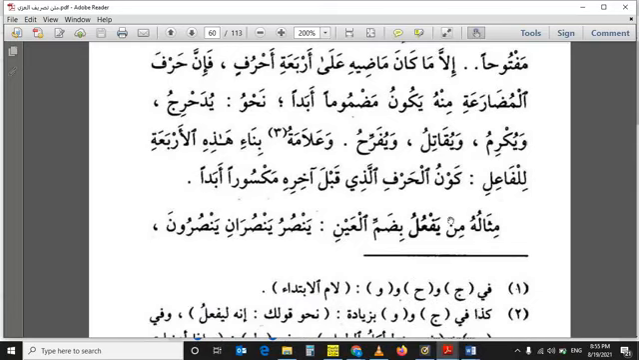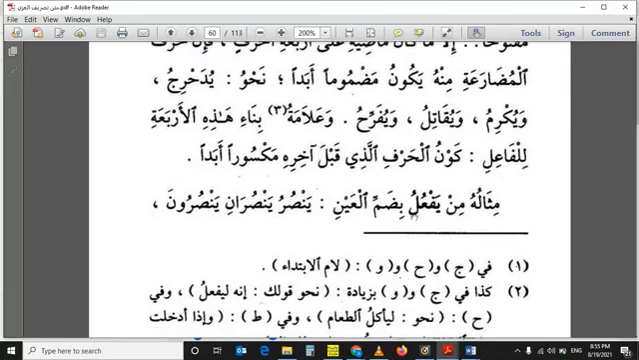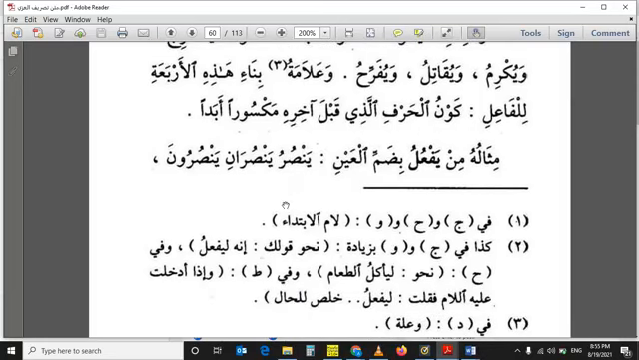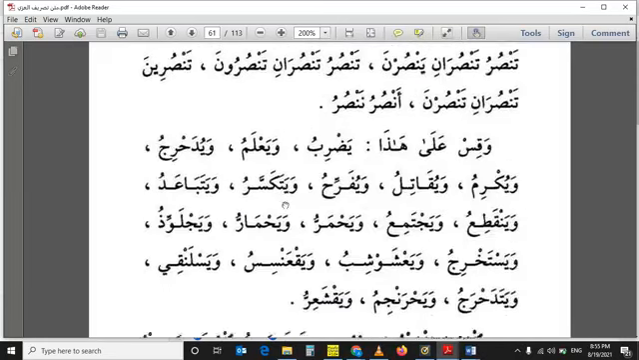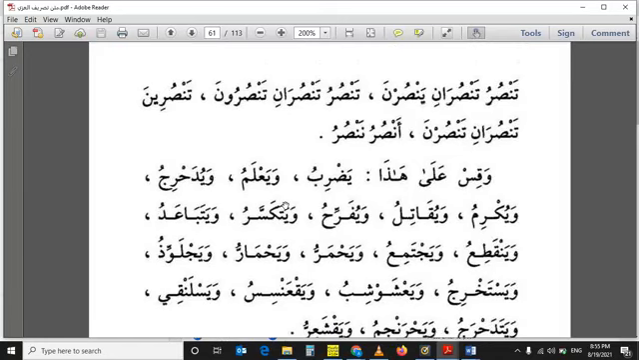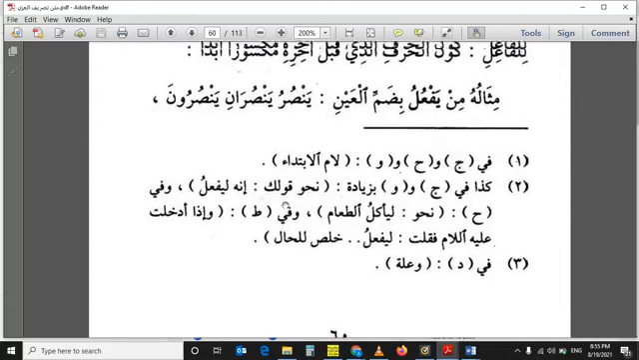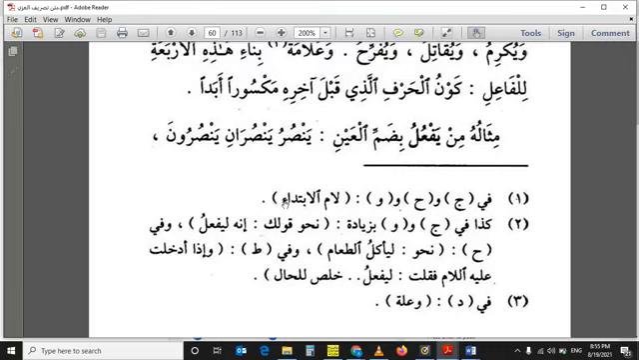So misalu min yaf'ulu bidummil ain. So we are bringing an example of this with yaf'ulu, where our ain is madmum, our ainul fi'l is taking dhamma. So example, we have yansuru, yansurani, yansuruna, tansuru, tansurani, yansurna, tansuru, tansurani, tansuruna, tansurina, tansurani, tansurna, ansur, nansur. So we already know how to convert this fi'l mudari from one form to another.